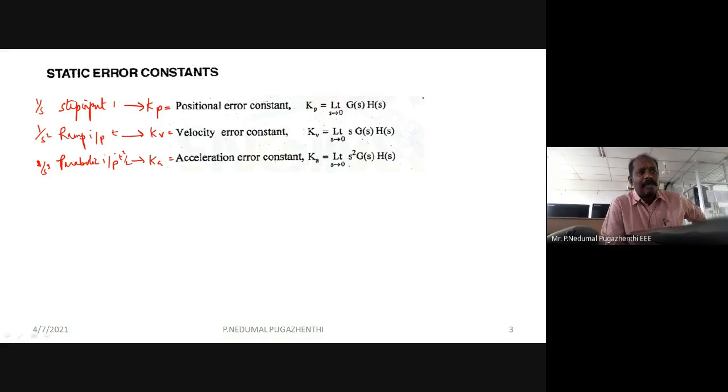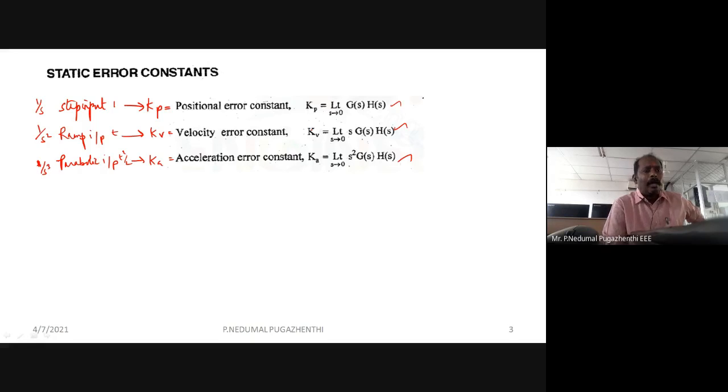And if it is a ramp input, the error constant is called the velocity error constant, Kv, and it is limit s tends to 0 of s into G(s)H(s). And if it is a parabolic input, then it is the acceleration error constant Ka, and it can be found using limit s tends to 0 of s squared G(s)H(s). These are the formulas.